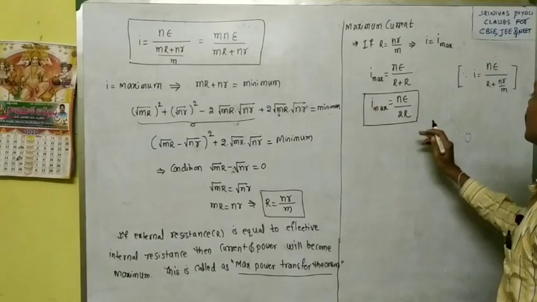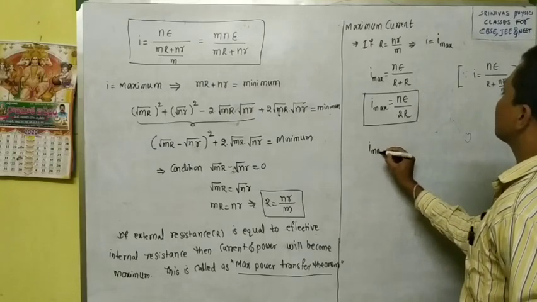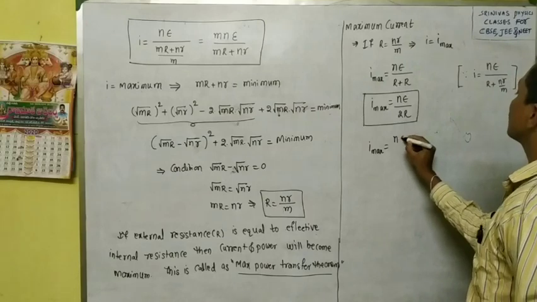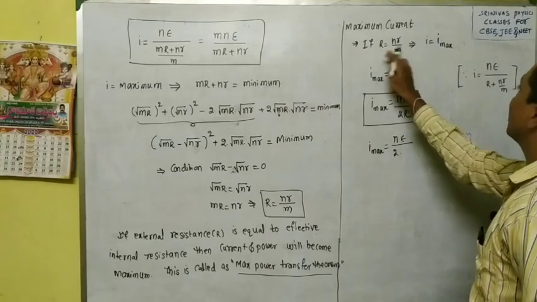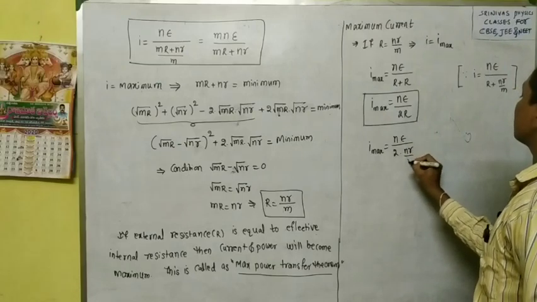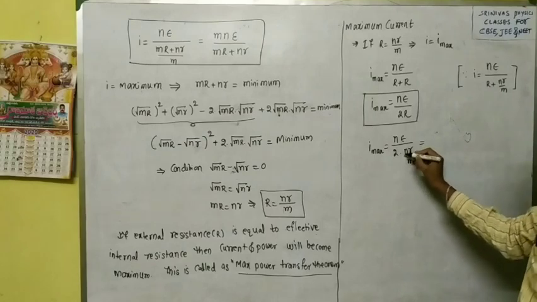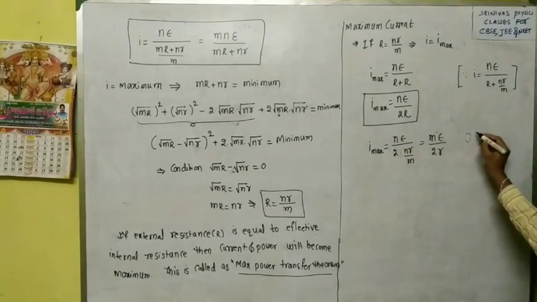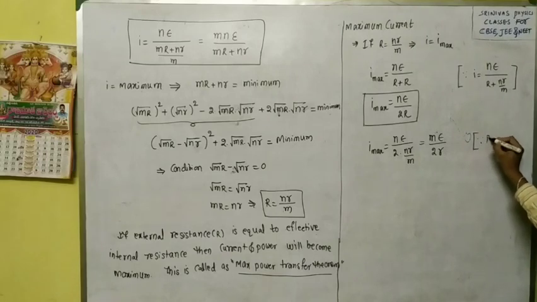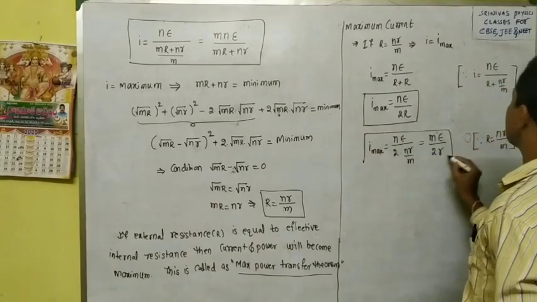And we can also write this in terms of small r. Capital R we write as nr by m, right? If you write that, this n will cancel, and we will get mE by 2r, right? This we are writing from capital R equal to nr by m. This is the formula for the maximum current.